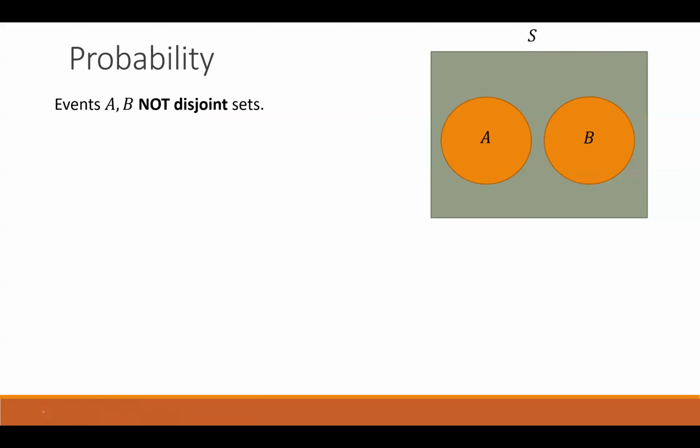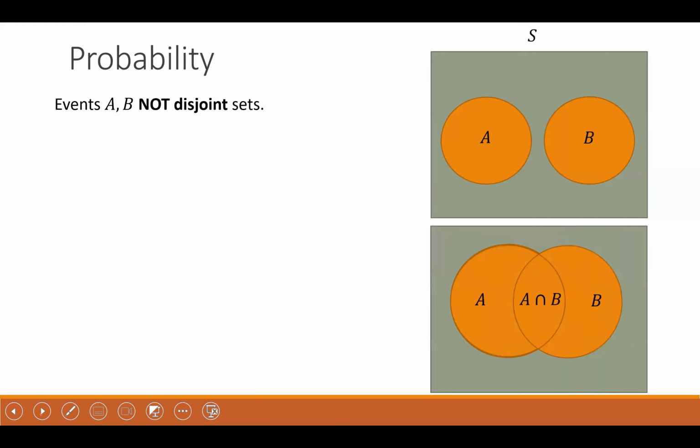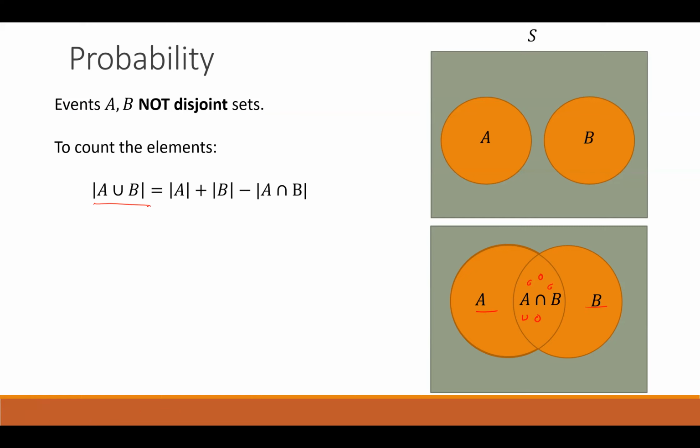If A and B are not disjoint sets, then again, we have our parallel to counting. So we have A and B, but they overlap. So there are some elements in here, and they have probabilities assigned to them, some real number. If I was counting them, I would take the size of A union B equals everything in A plus everything in B, minus this intersection that I've counted twice.